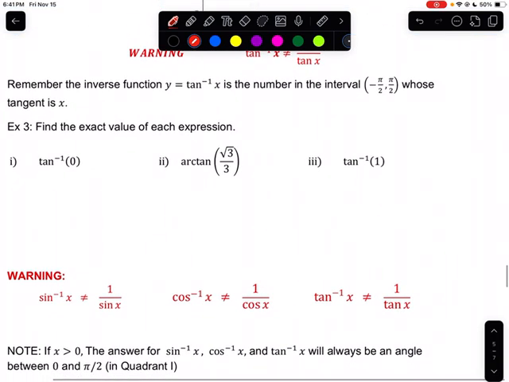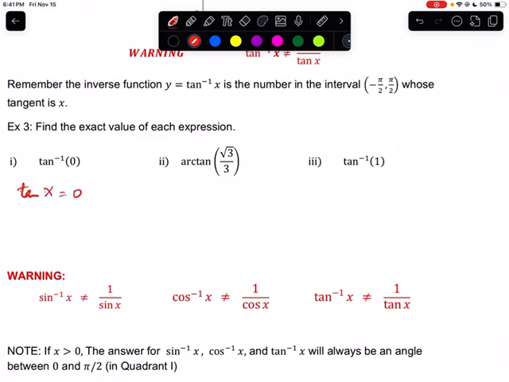So tangent inverse of 0. So it means we are trying to find a number x such that tangent of x is equal to 0. So tangent, remember tangent of x is sine x over cosine x. So tangent x is 0 means sine of x is 0, and sine of x is 0 where? At 0. So our answer will be 0, or x is 0.